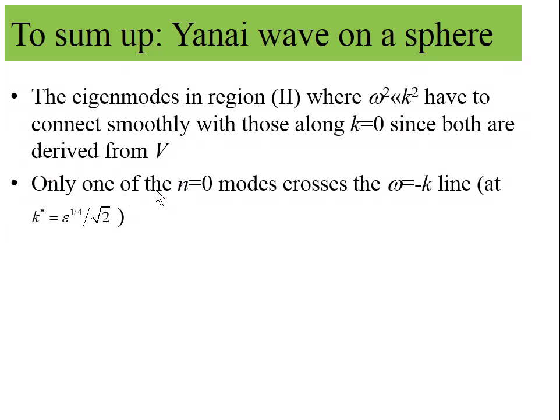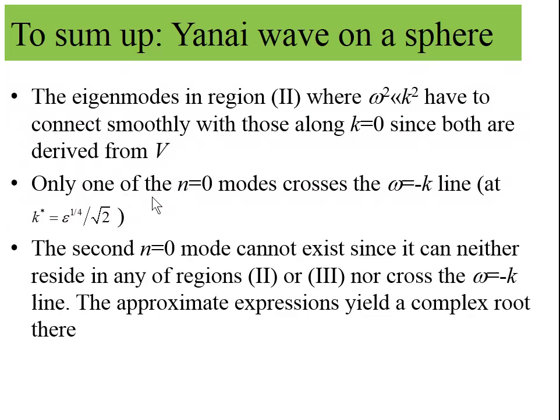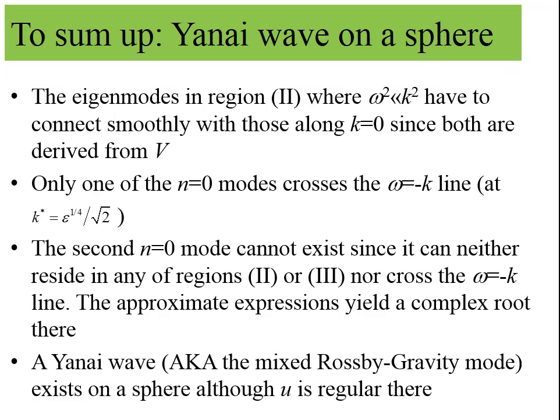Only one of them can cross the omega equals minus k. The second cannot exist because it can neither stay in one region nor cross the omega equal k, and therefore it disappears. The approximate solutions give you a complex root there, and therefore the Ni wave, also known as the mixed Rossby gravity or gravity Rossby mode, exists on a sphere, although U is regular there. And thank you very much.